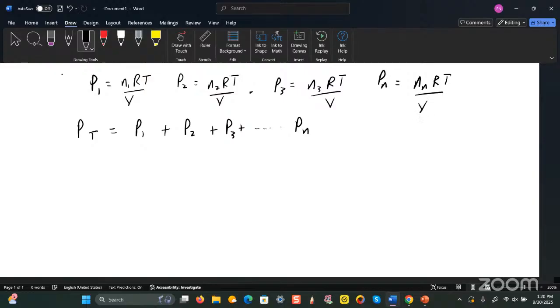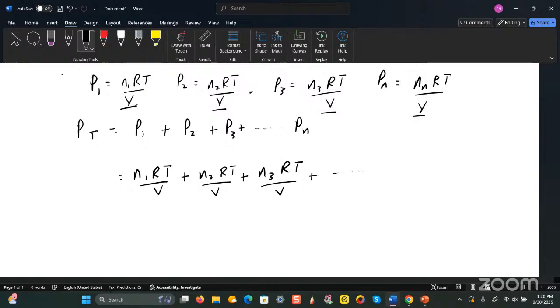So what I'm going to do is plug each of these terms into this equation right here. So what are we going to get? We're going to get N1 RT over V plus N2 RT over V plus N3 RT over V, and so on until you get to plus Nn RT over V.